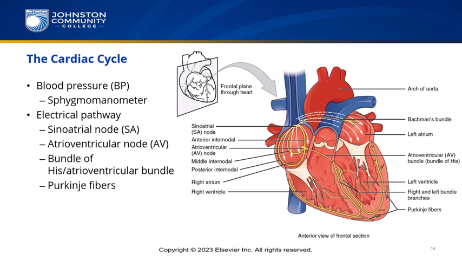From the atrioventricular node, the signal travels to the bundle of His, also called the atrioventricular bundle, in the interventricular septum. Its right and left bundle branches transmit the impulses to the Purkinje fibers in the right and the left ventricles. Once the Purkinje fibers receive stimulation, they cause the ventricles to contract and force the blood out of the pulmonary arteries and the aorta.